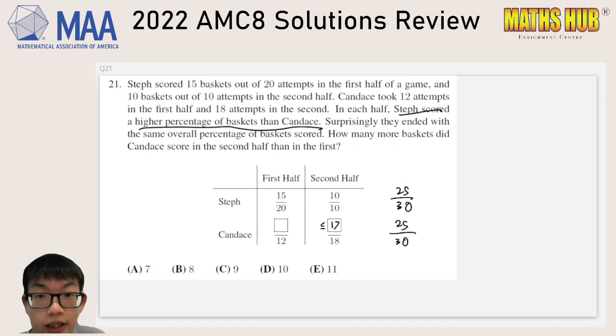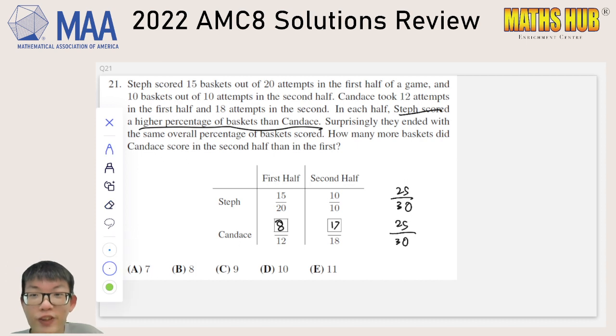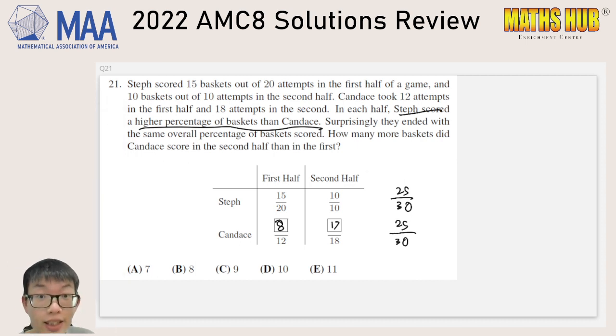The first half, Candice got less than Steph. Steph had 3 and 4. So 3 and 4 is 9 and 12, which means that Candice has at most 8. And just nice, 8 plus 17 is 25, which makes sense because otherwise there would be multiple answers to the question. So it has to fit just nice in order to have a single answer. And so in the second half, 17 minus 8 is 9 extra baskets in the second half.